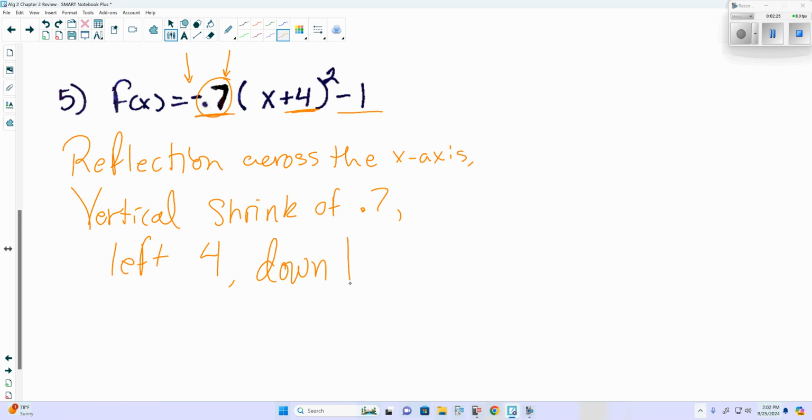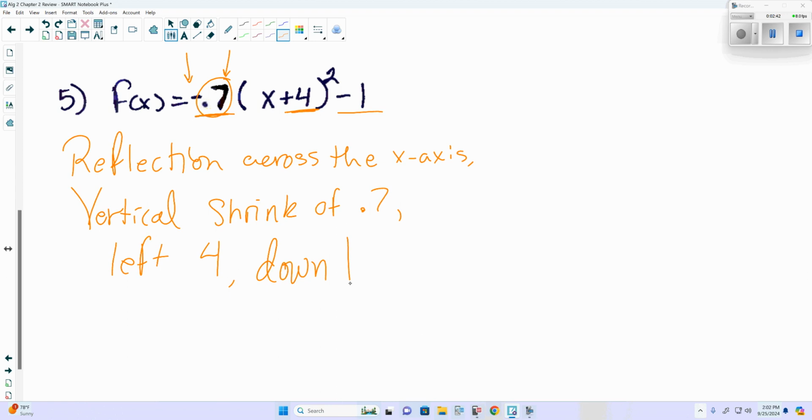Inside the parentheses is opposite of what we think. Positive is left, negative is right. Questions on this one here?